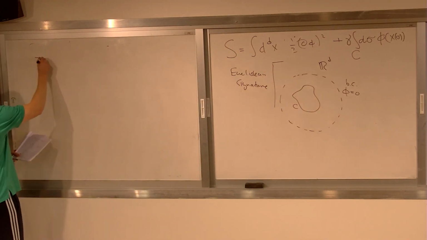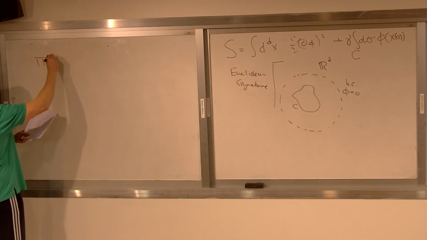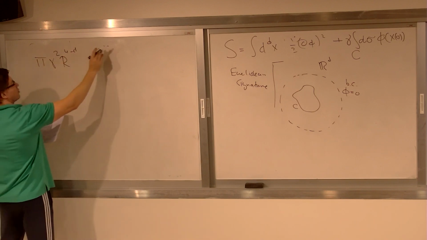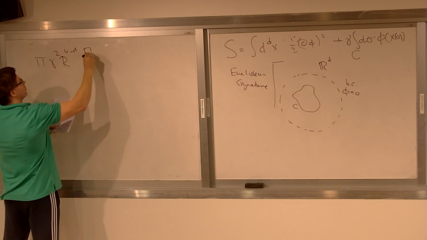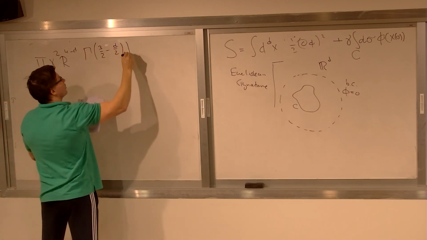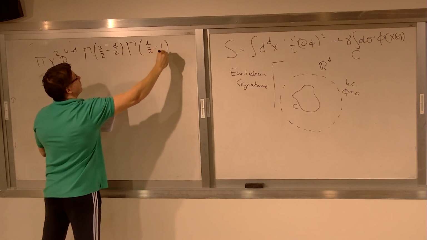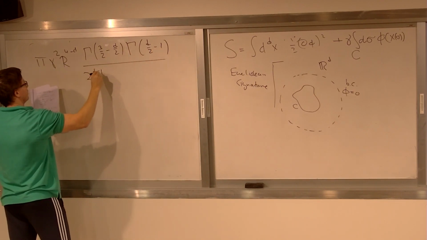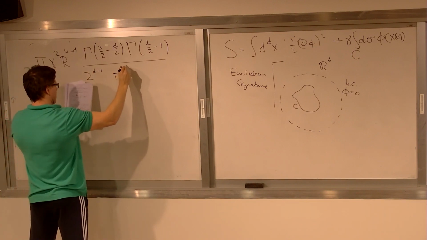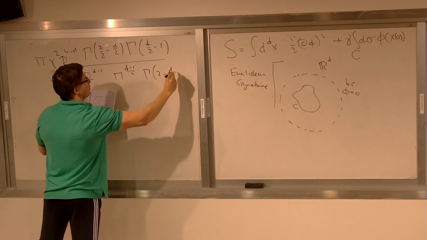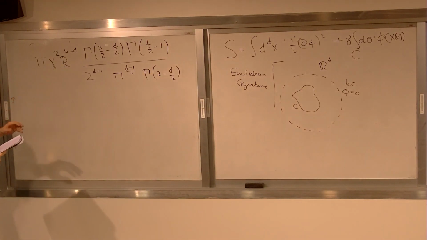So we get pi gamma squared r to the power 4 minus d, and then there is a bunch of gamma functions from doing this integral. The physics will come very soon. I'm just doing the integral. So this is one result.